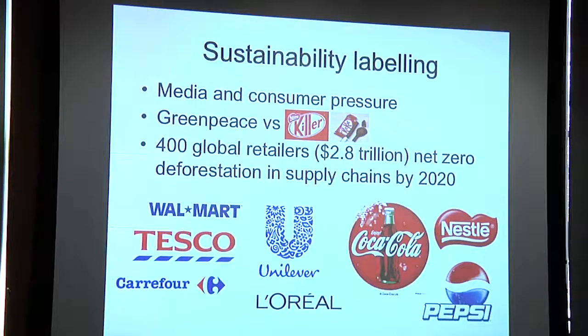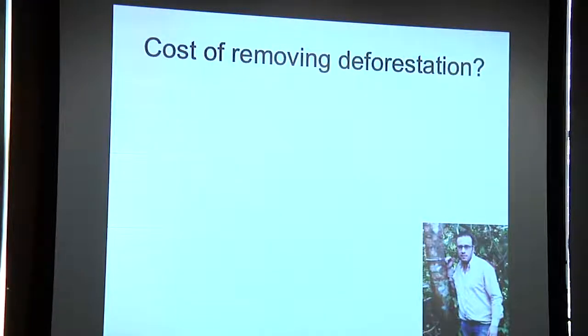These 400 retailers worth $3 trillion are going to remove all net deforestation from their supply chains by next year. Whether they achieve that, who knows, but these are exciting times. So if you want to remove deforestation from your supply chain, there might be a cost to that. This is Roman Carrasco from the National University of Singapore, and myself and Roman have been pondering this question.